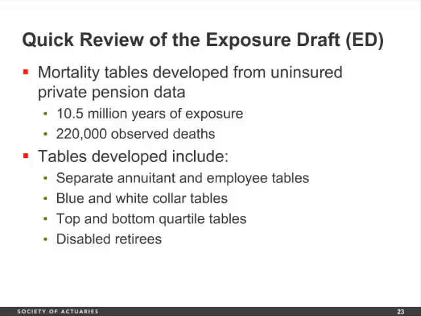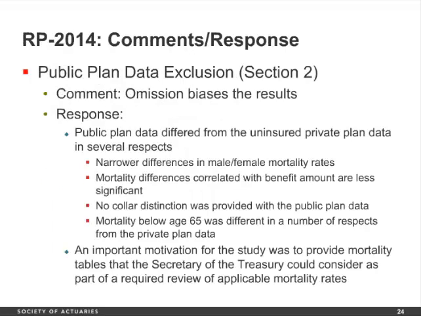Now, after the exposure draft, we had a comment period that lasted from the release of the exposure draft until the end of May, and received a number of interesting comments, including a number of people who questioned the omission of the public plan data from the standpoint of what that signified as far as public plans go, as well as what impact the public plan data would have had if it had been included, and including the question of whether the results might somehow be biased through the omission of the public plan data. So I just wanted to go through the response document. This is section 2 of the RP-2014 response document, and it presents the rationale for the exclusion of the public plan data.